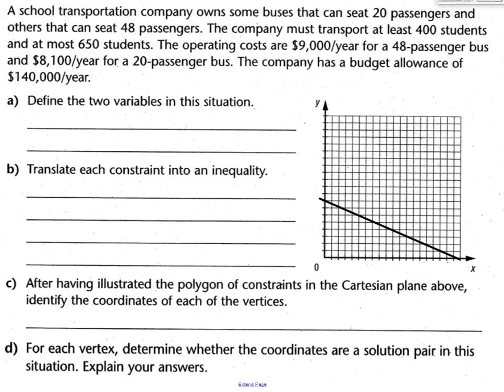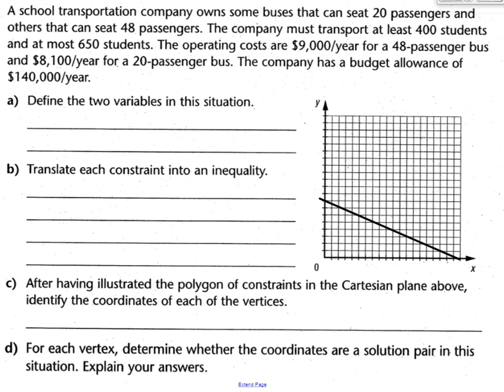So the first thing you have to do is define your variables. Now be careful, you have to be precise when you define your variables. So here, when you read the problem, you have to find what are the two things that will change in this problem. They're talking about 20 passenger buses and 48 passenger buses.